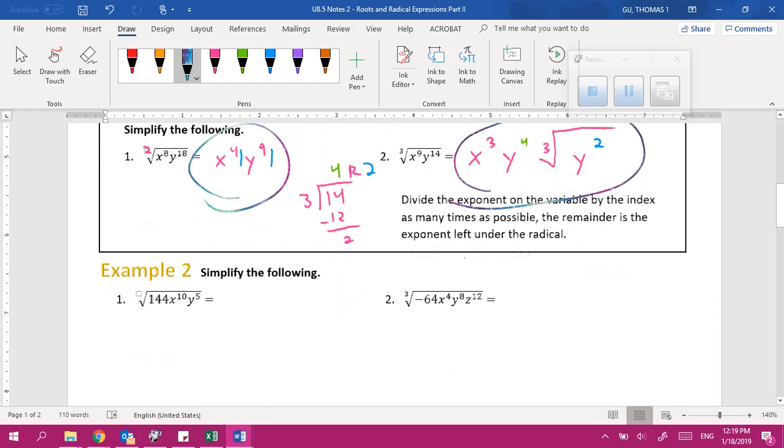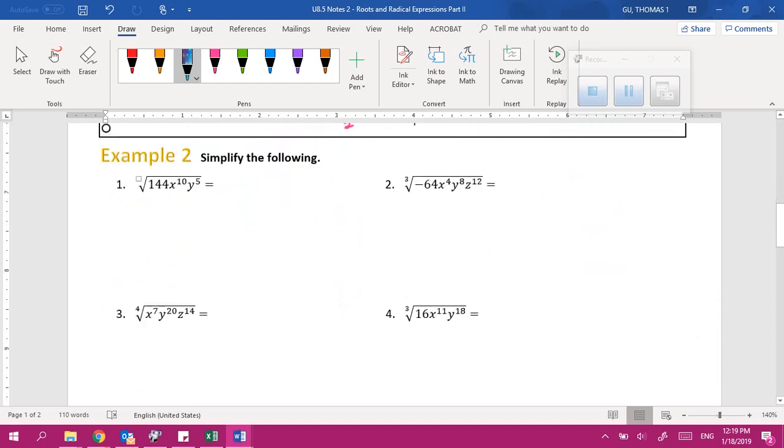So let's do some examples. We got 6 examples. On example number 1 right here, or the first problem in example 2, would we have to look for absolute value bars? Yes, why? Because the index is 2, it's even. Okay, so what is the square root of 144? 12. Okay, now with the 10, does 2 divide into 10 evenly? Yes.